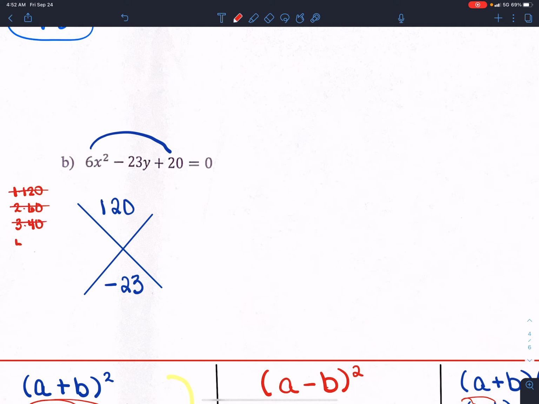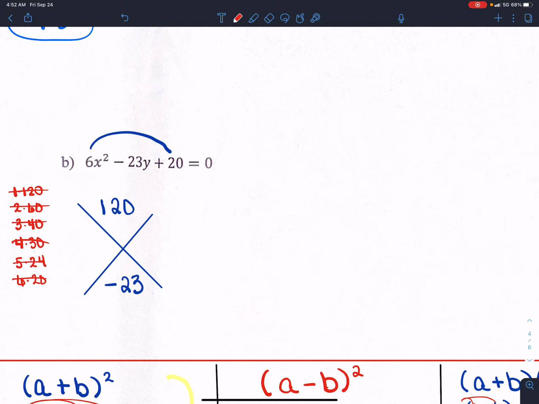Right? Then I've got 4 times 30. And I've got 5 times 24. And I've got 6 times 20. Okay, checking those three to see if any of those work yet. Still none of those work. Okay, so we've got to keep looking.